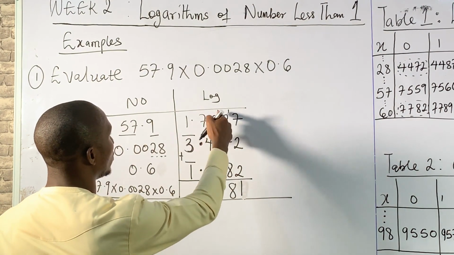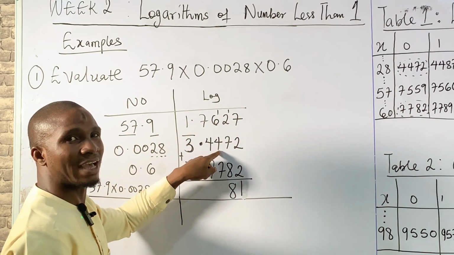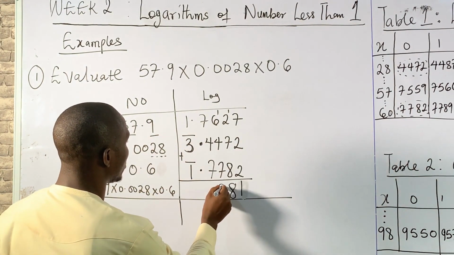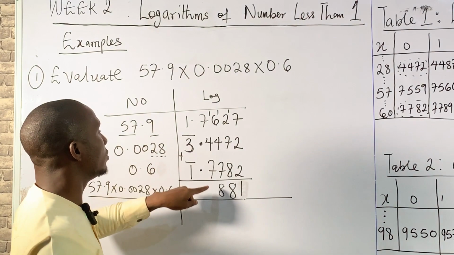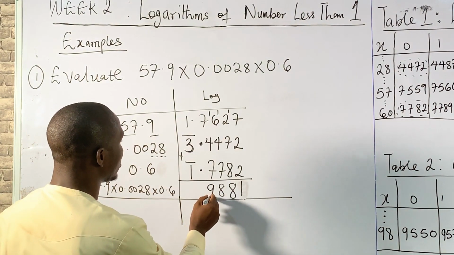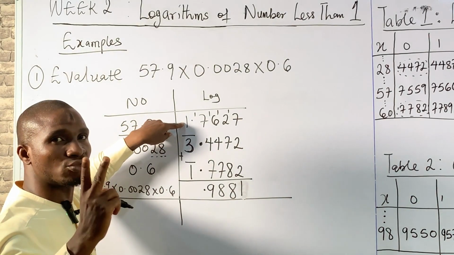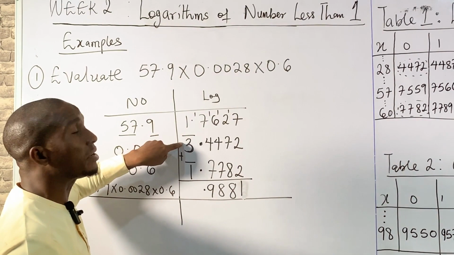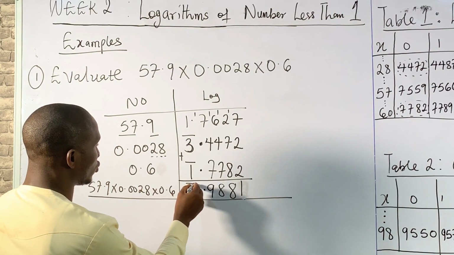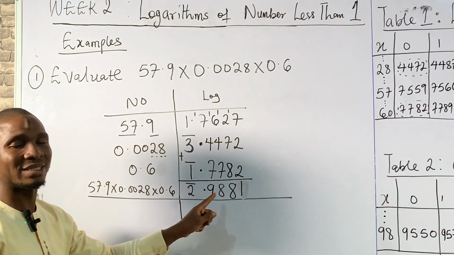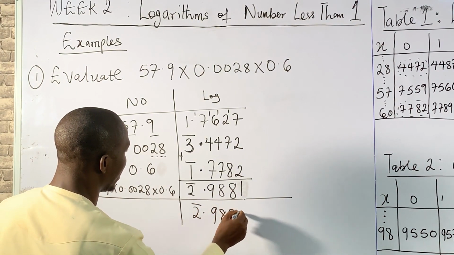Still carrying 1. 1 plus 6 is 7. 7 plus 4 is 11. 11 plus 7 is 18. Still carrying 1. 1 plus 7 is 8. 8 plus 4 is 12. 12 plus 7 is 19. We're still carrying 1. 1 plus 1 will give us 2. 2 minus 3, that will be minus 1. Minus 1 minus 1 will give us minus 2. So we have about 2.9881.